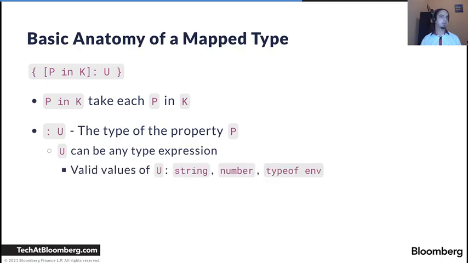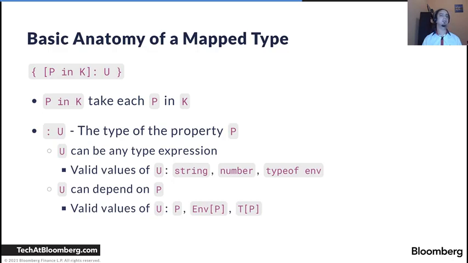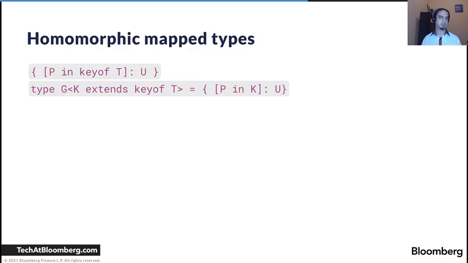Now U can be any type expression. It can be a constant type expression such as a string, a number, a type of env, or it can be something that depends on P. So for example, we could have just P as a type, we could have an indexing operation, and we will see later we could also have conditional types here in this expression.